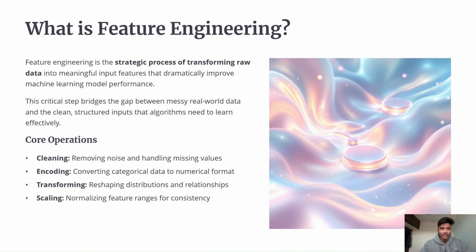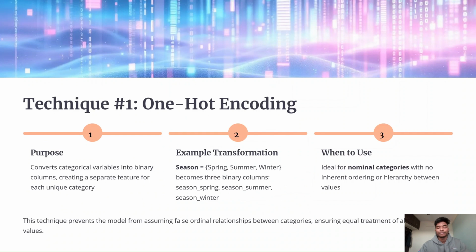Let's discuss our first technique: one hot encoding. One hot encoding is used when we have categorical variables that don't have any order. For example, if the season column has values like spring, summer, and winter, one hot encoding creates three new columns: season spring, season summer, season winter. This ensures that the model doesn't mistakenly assume any ranking or order between these categories.